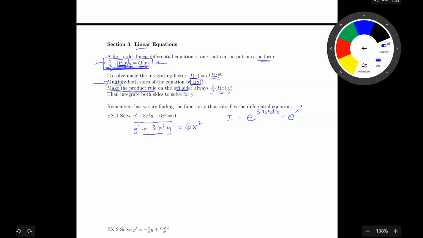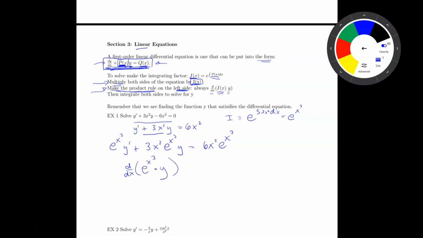So I multiply both sides by e to the x cubed. So e to the x cubed y prime plus 3x squared e to the x cubed y equals 6x squared e to the x cubed. Okay, so the reason I did this is to make product rule happen on the left-hand side. So this should be e to the x cubed times y. So check it to make sure. If I was to take the derivative of this and this, let's go backwards. So it's first d second plus second d first.